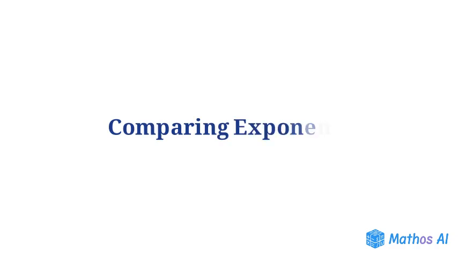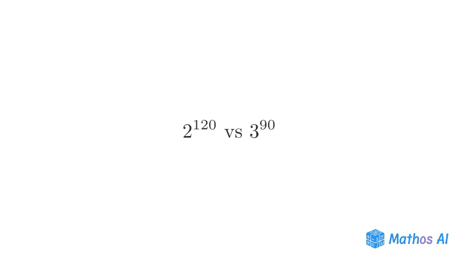Ever wondered how to compare two numbers that look incredibly complex, like 2 to the power of 120 versus 3 to the power of 90? At first glance, it might seem like the one with the bigger exponent is always the larger number. But today we're diving deep into exponent comparison to uncover a surprising truth.